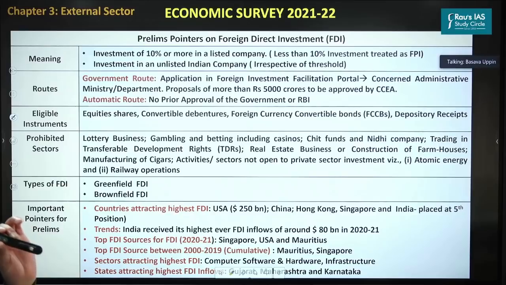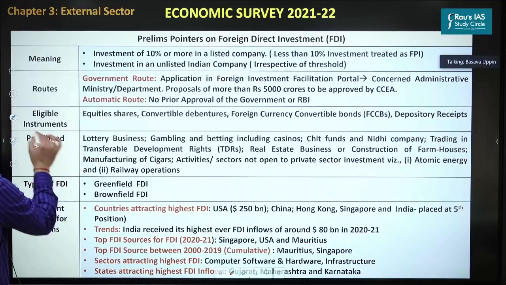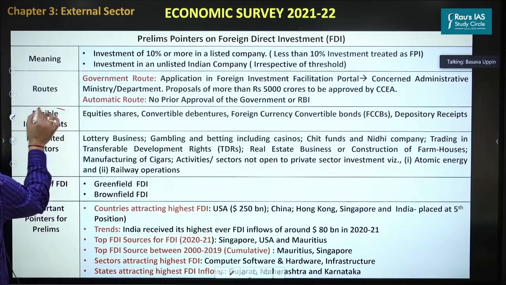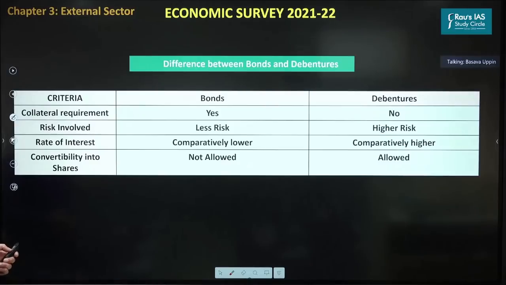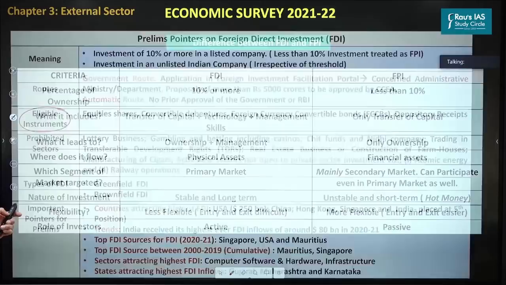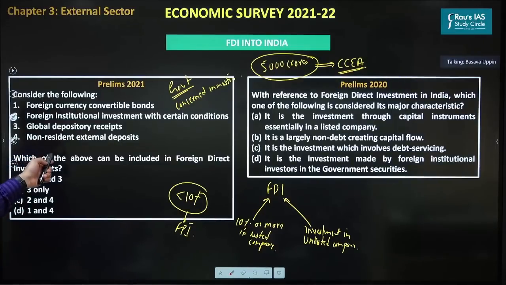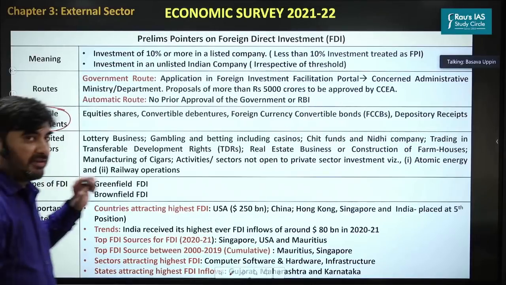Apart from that, what all things you need to understand as far as FDI is concerned, that is from the perspective of prelims, I have incorporated these things here. So here, please focus on the third row. The third row tells us what the eligible instruments for FDI are. This was a question which was asked in prelims 2021. So let's understand this. What are the eligible instruments?